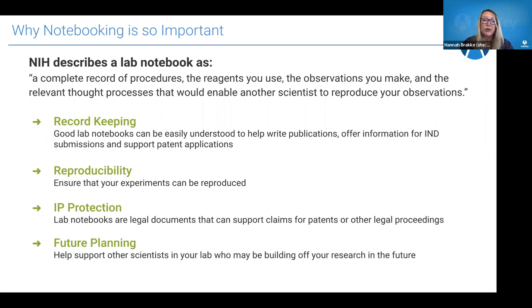IP protection as well. If you are filing for any IP, lab notebooks really are considered legal documents, and so those can be used to support those submissions or any claims against folks in court. And then of course, that future planning aspect. Well after you may have left a certain lab, people are going to be building on your research, and so making sure that you have good legacy notebooks for folks to build their research on top of yours is always very helpful.